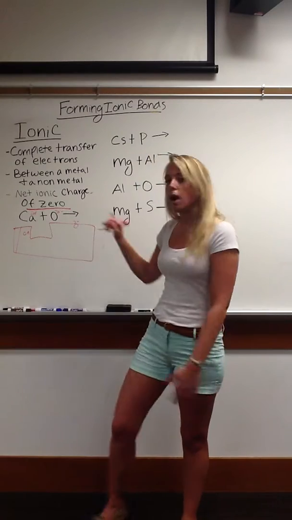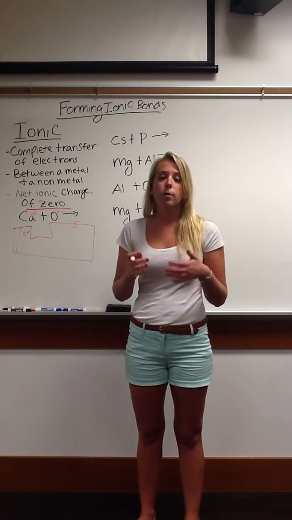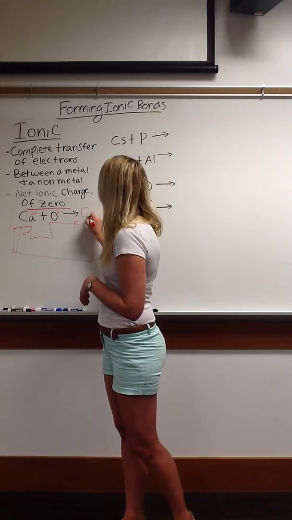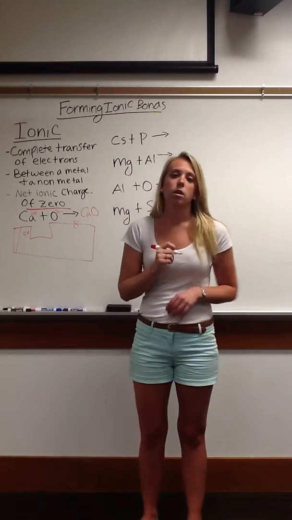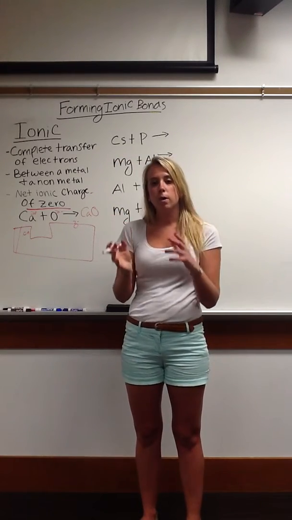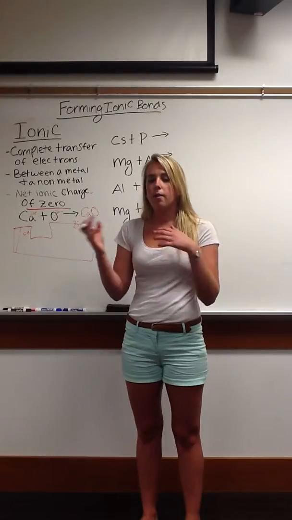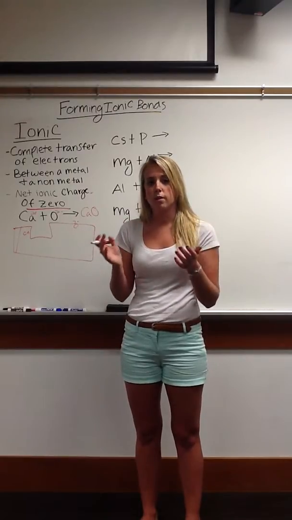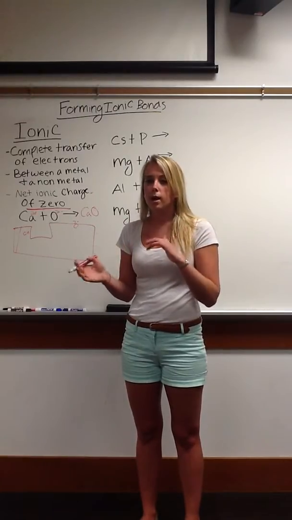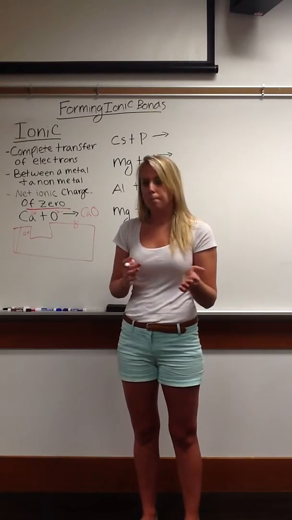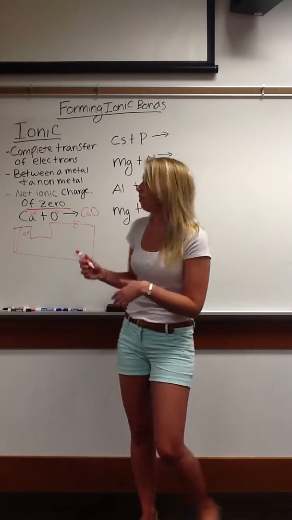So when calcium and oxygen go together, they're going to form just CaO. The bonds are going to form between the calcium and the oxygen, and the charges are going to eliminate each other. So you don't need any more than just one of each of them. So let's do a few more examples.